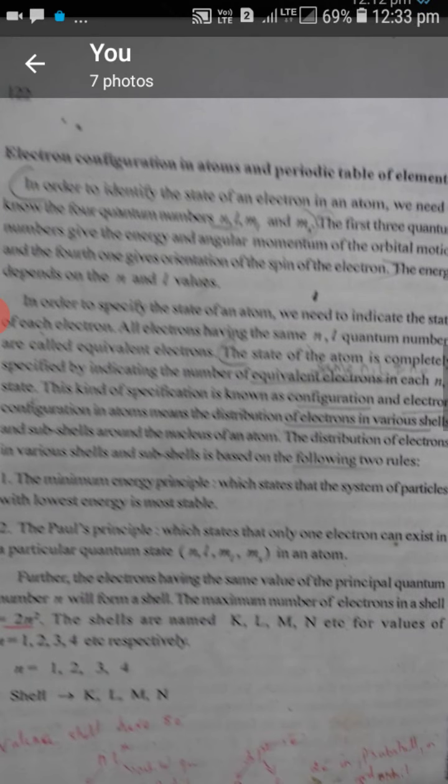The next topic is the electronic configuration in atoms. You know that to identify the state of an electron we need four quantum numbers: the principal quantum number, the orbital quantum number, the magnetic orbital quantum number, and the magnetic spin quantum number, that is n, l, ml and ms. Configuration means that the state of an atom is specified by a number, that is called configuration.